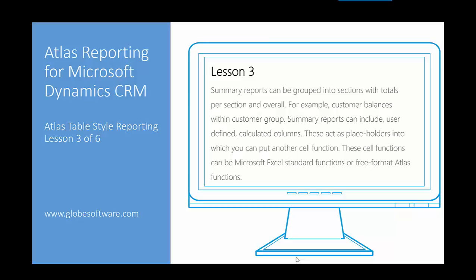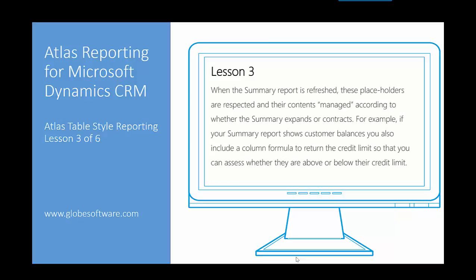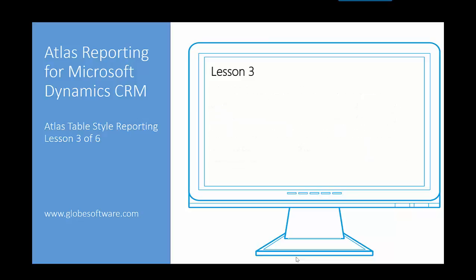Summary reports can include user-defined calculated columns. These act as placeholders in which you can put another cell function. These cell functions can be a Microsoft Excel standard function or a free format Atlas function. When the summary report is refreshed, these placeholders are respected and their contents managed according to whether the summary expands or contracts. For example, if your summary report shows customer balances, you also include a column formula to return the credit limit so that you can assess whether or not they are above or below their credit limit.